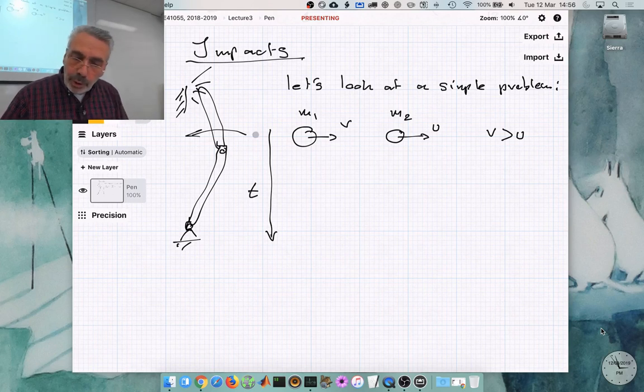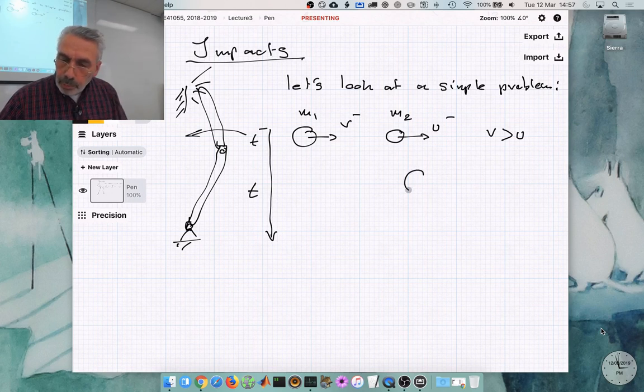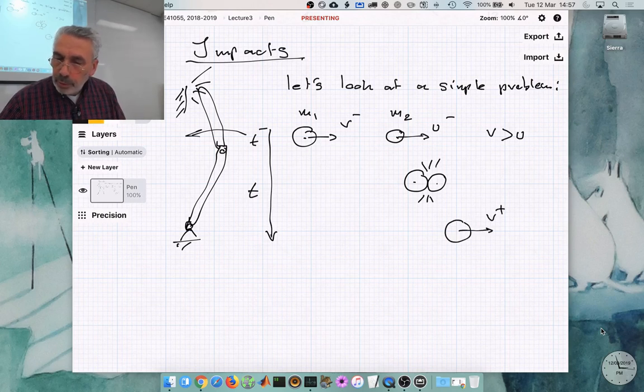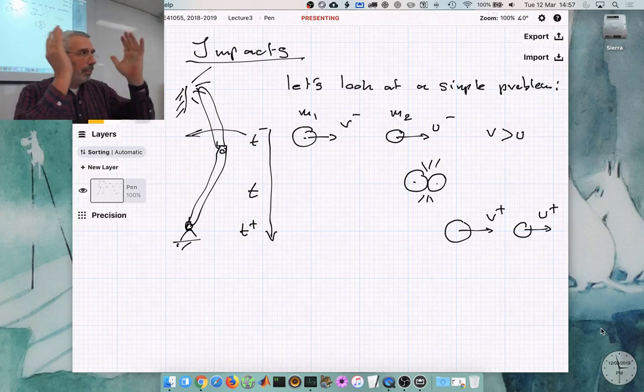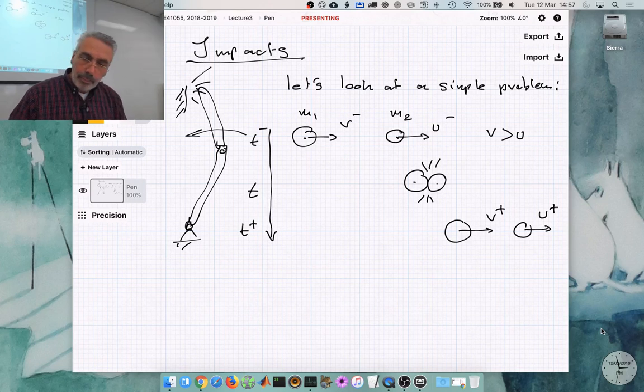So if I draw a cartoon, this is just before the impact, then they will approach each other, and then there will be an impact here. Bang! And then after that, you would expect that this one is slowed down, the V plus after the impact, and the U is then sped up, U plus. So this is T plus. So that is the process we're going to study. They approach, some impact happens, and then they separate again.